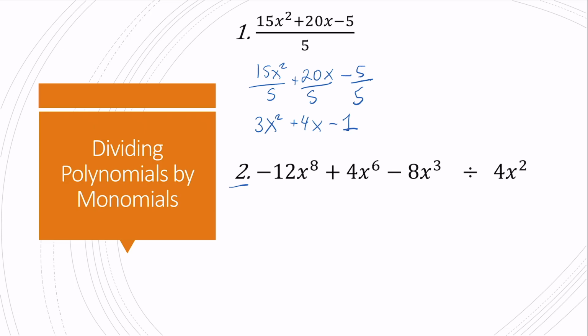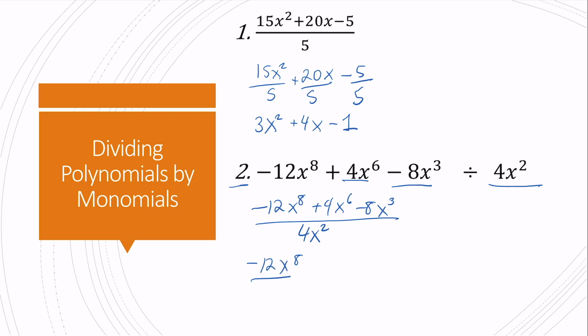In example 2, I have negative 12x to the 8th plus 4x to the 6th minus 8x cubed, and I'm dividing that by 4x squared. So I can rewrite this as a polynomial divided by a monomial, and then I can pull my fractions apart. Negative 12x to the 8th over 4x squared plus 4x to the 6th over 4x squared minus 8x cubed over 4x squared.